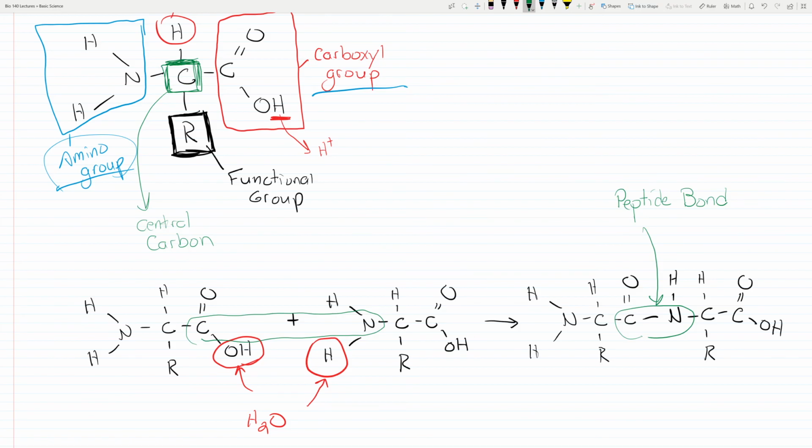So if you want to make a protein, all you do is chain these amino acids one after another, after another, after another. And that's how you make your protein. That's it. It's no more complex than that. If I want to make a protein, just chain the amino acids together. And that's what your body does.